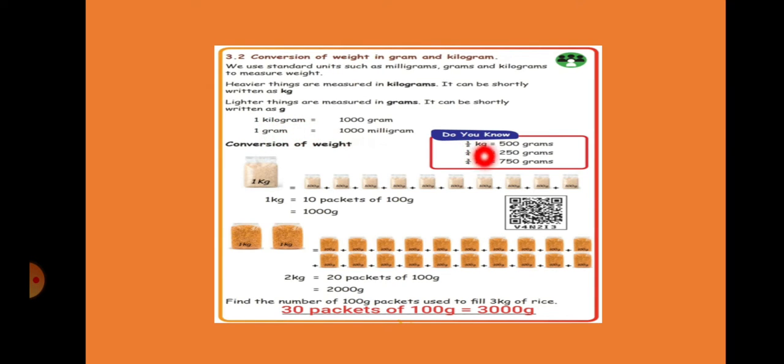So half kg is 500 grams. 1 kg is 1000 grams, so half of 1000 is 500. Then 1/4 is half of 500, which is 250. So 3/4 means half plus 1/4. That is 3/4 kg. How much is 3/4? 500 plus 250, that is 750 grams. So we have learned this.